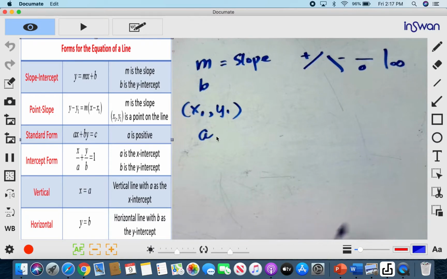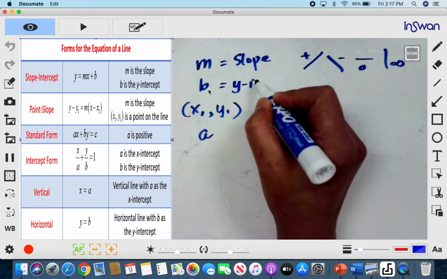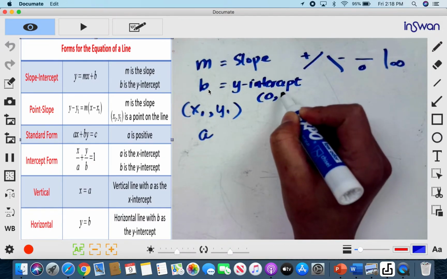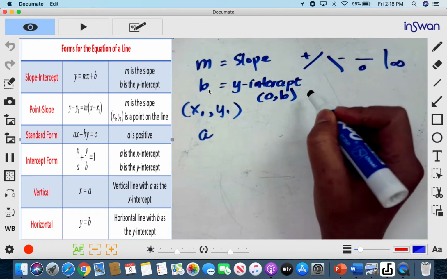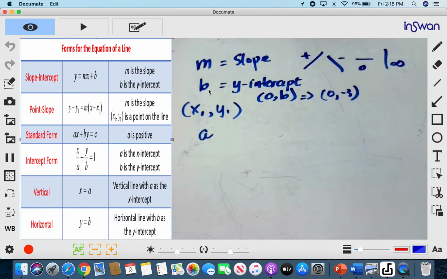So of course, if your slope is infinite, it means that it doesn't have a slope, or the slope is 0. Then what about b? So b is the y-intercept. So when we talk about y-intercept, this is where your graph will intersect the y-axis, therefore making x equivalent to 0. So example of a y-intercept is 0, negative 3. It means that at y equals negative 3, it will intersect the y-axis.